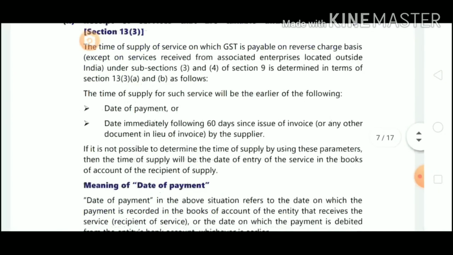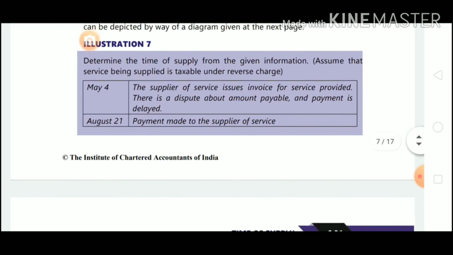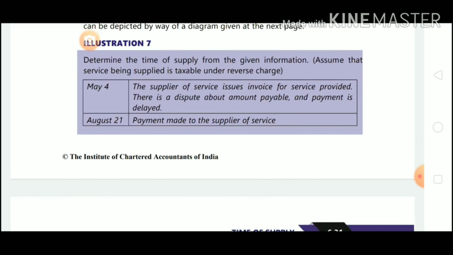Now illustration 7. Determine the time of supply from the given information. Assume that service being supplied is taxable under reverse charge. May 4 they have given supplier of service issues invoice for service provided. There is a dispute about amount payable and payment is delayed. August 21 they have given payment made to the supplier of service. So May 4 is the date of issue of invoice and August 21 is date of payment.